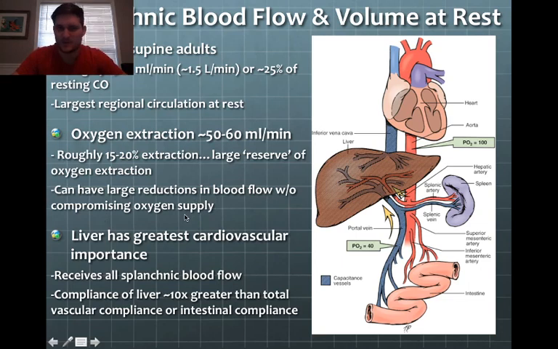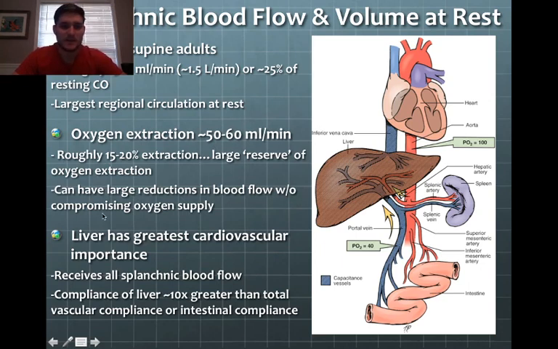And so this means that you can have these large reductions in blood flow without compromising oxygen supply. And this sort of gets into what we're talking about here today, because that's what's going to happen during physical activity. We're going to have less blood flow to these regions of the body, and then more blood flow to places like the heart and the skeletal muscles that are working. But the oxygen that it's utilizing remains the same. It still needs to carry out resting metabolic functions. It's still going to need a certain level of oxygen.